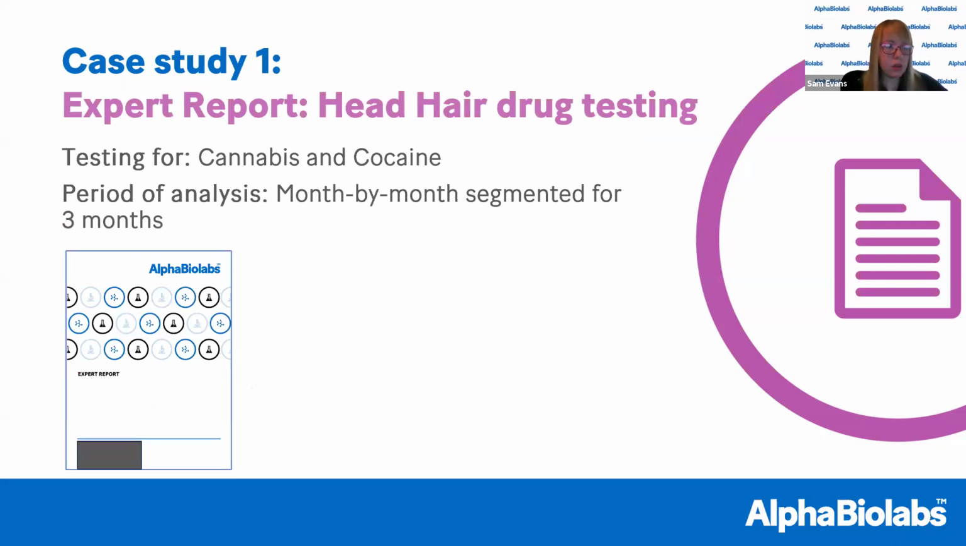In this section, we explore the use of head-hair drug testing and its interpretation using a real-world example. So this specific case was tested for cannabis and cocaine for a period of 3 months, segmented month by month, so 3 by 1 centimetre sections.